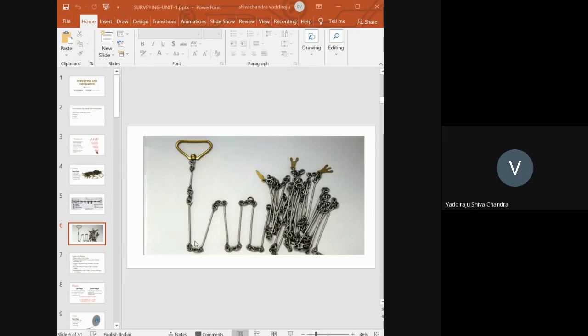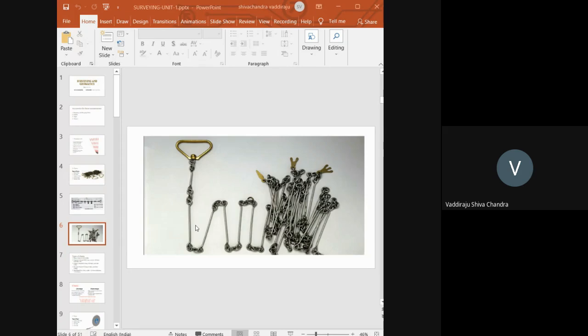If the length of the chain is 20 meters from handle to handle, and each link is 20 centimeters, how many links will be there? Simple calculation: 100, sir. So a 20-meter chain consists of 100 links, where each link length is 0.2 meters or 20 centimeters.